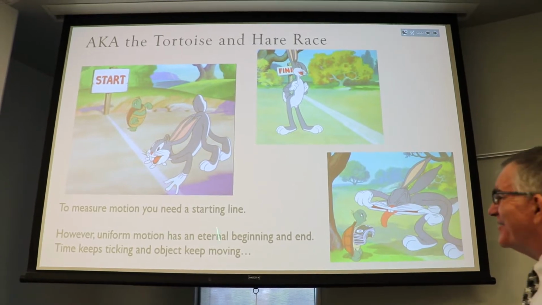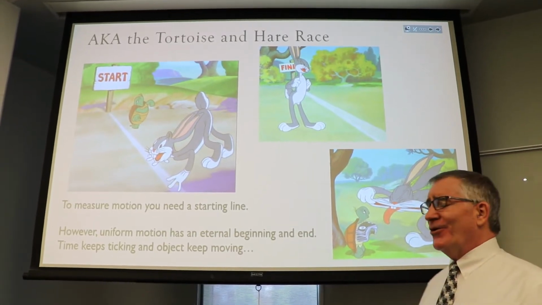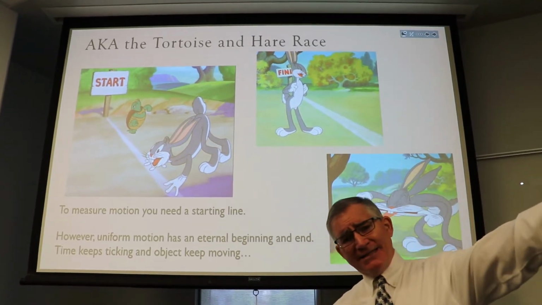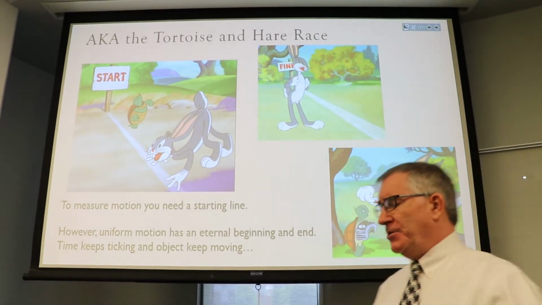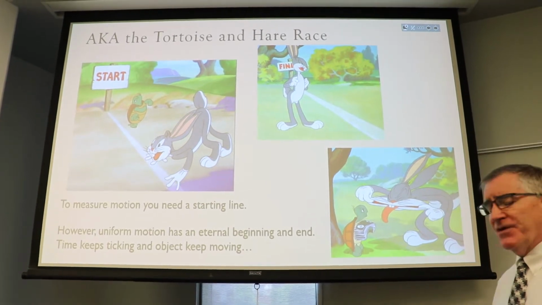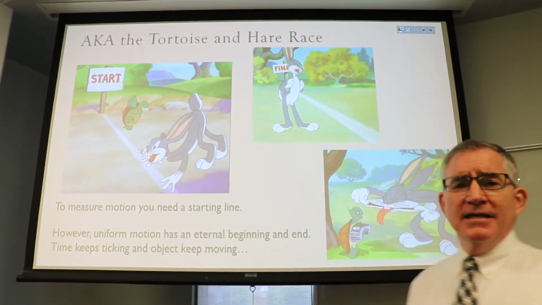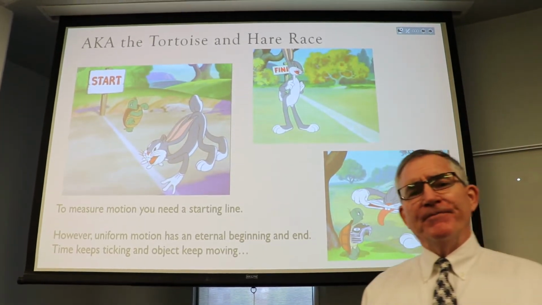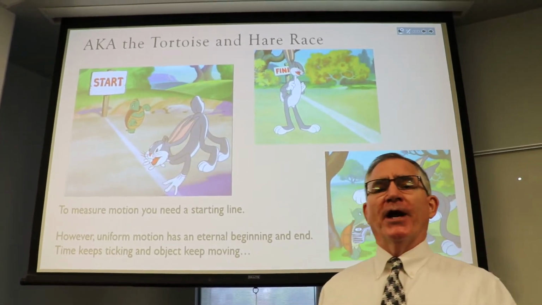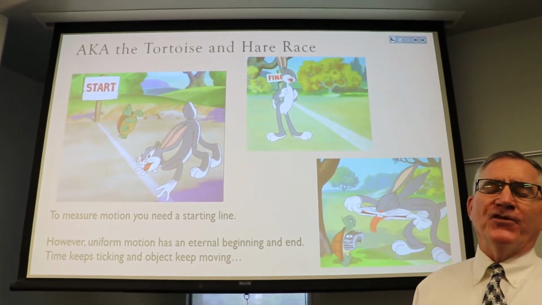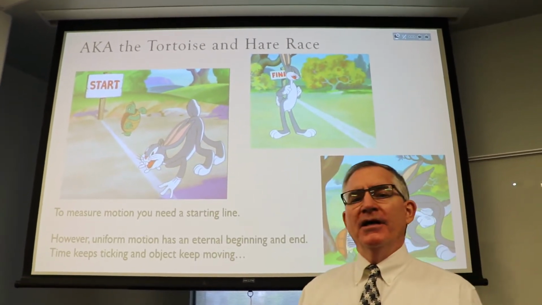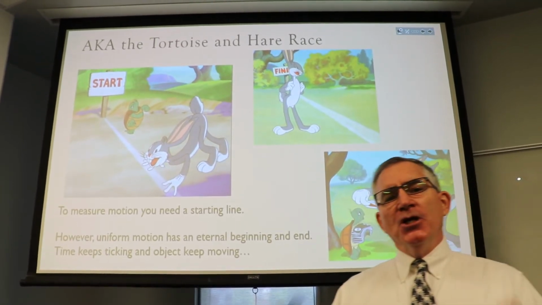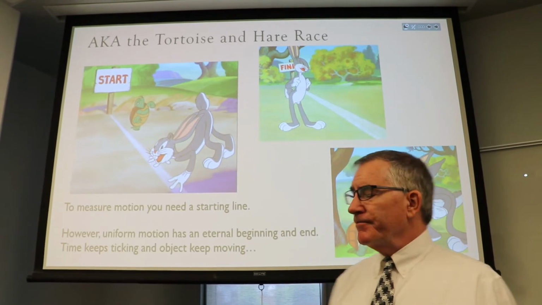Uniform motion has an eternal beginning and goes on to eternity. We have this thing called the past, the present, and the future, and time keeps on ticking into the future. So you see, time is not a vector. It only goes in one direction. All right, so you can't go flipping it around, flip it up, flip it down. No. It just keeps on ticking into the future. You have no control over it.